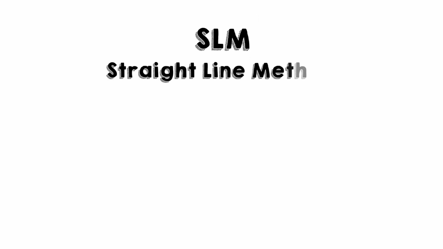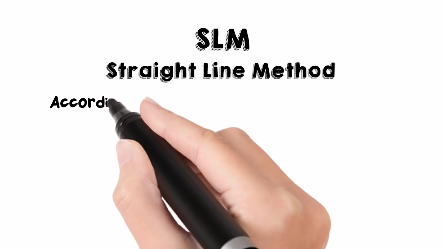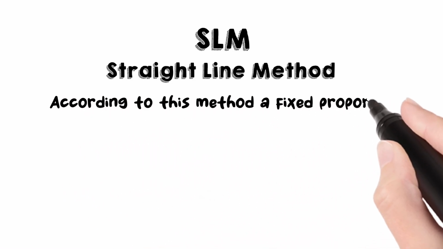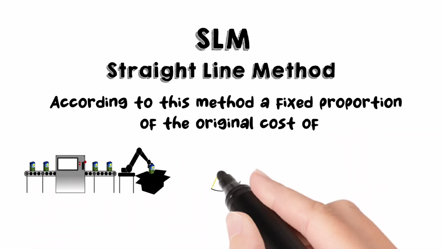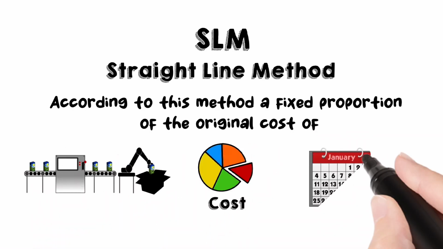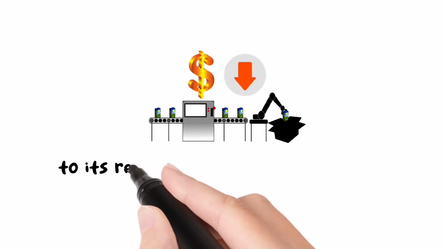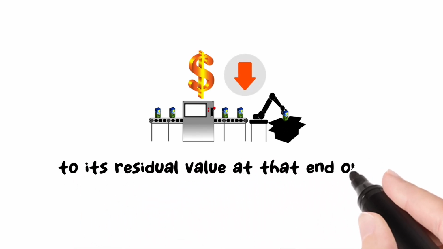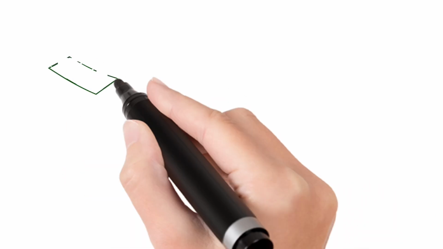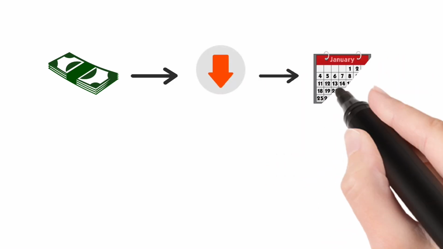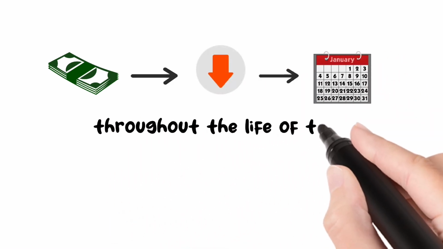Straight line method. According to this method, a fixed proportion of the original cost of the asset is written off for each year, so that the value of the asset is reduced to its residual value at the end of its estimated economic useful life. The same amount of depreciation is charged every year throughout the life of the asset.